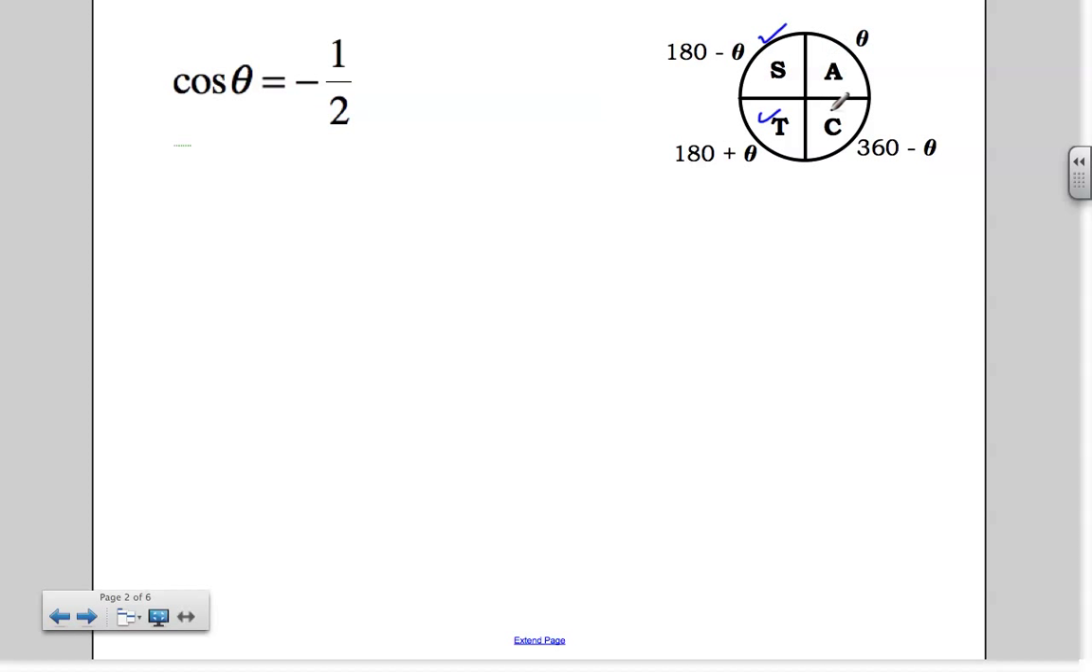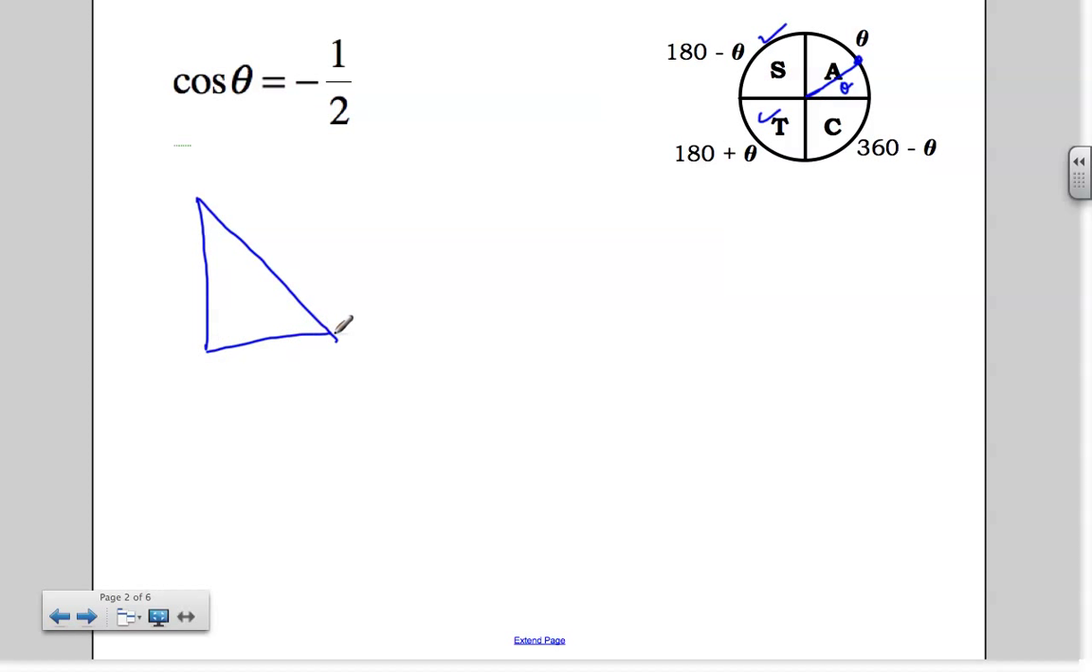But we need to find the acute angle first, is that right? Yeah, even though one of our answers is not in that first quadrant, in the A section, we still need to find the acute angle first. So we want cos of theta equals minus 1/2. Again, we need to use our exact value triangles. So it could either be the one we had before, or it could be the 45. Let's start with the one we had before.